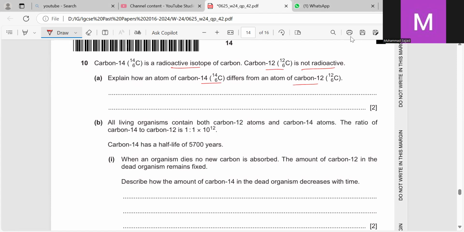See, carbon 14 is radioactive, so it means it is unstable as compared to carbon 12. Secondly, what is the number of neutrons in carbon 14? 14 minus 6, there are 8 neutrons. Whereas in carbon 12, there are 12 minus 6, 6 neutrons. So carbon 14 has 2 more neutrons, and it is less stable as compared to carbon 12.